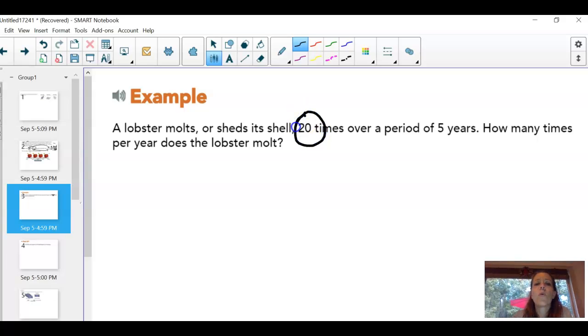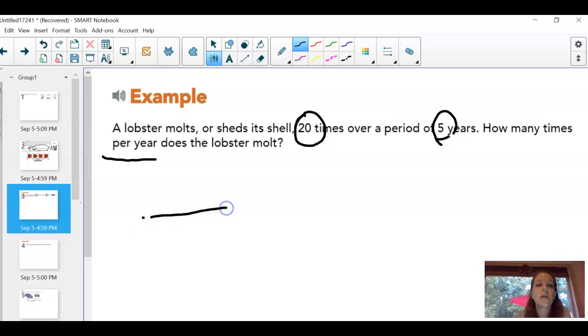So it says 20 times. It sheds its shell 20 times over a period of 5 years. How many times per year does the lobster molt? If you did not underline and circle what I did, I want you to go ahead and circle and underline. That's going to be the key to making this a lot easier. So I want per year. So I want my unit rate per year.